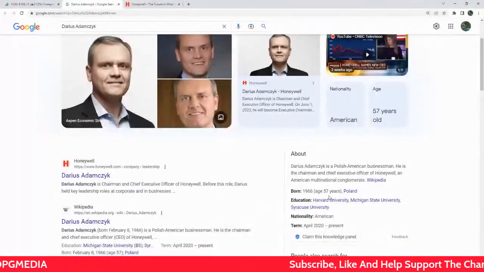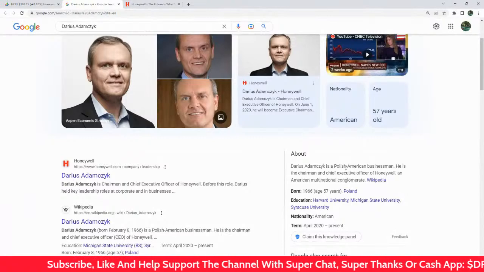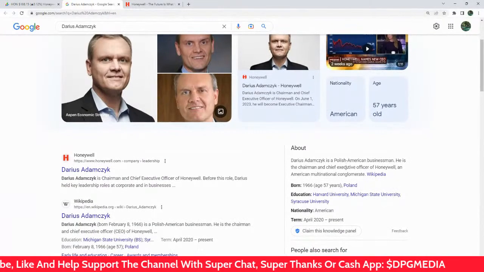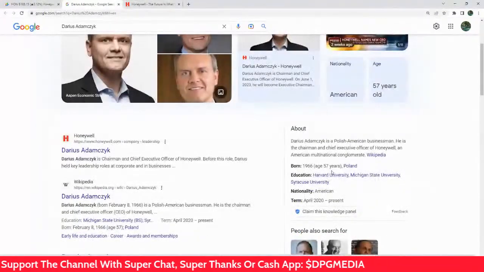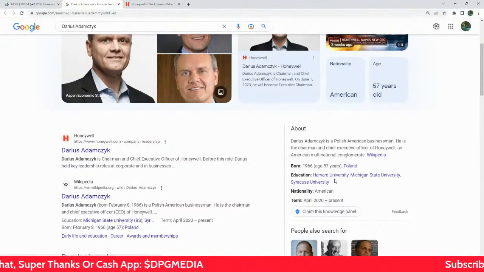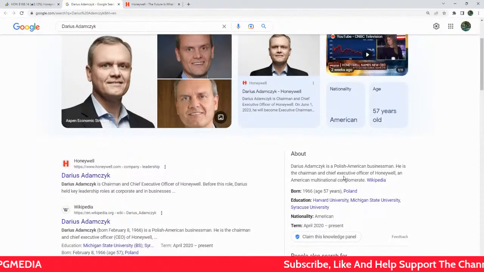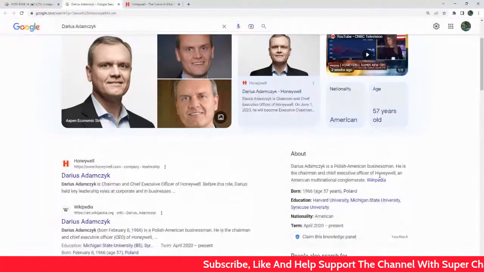And Darius is about 57 years old. He's from Poland, but he's an American citizen now. He's Polish American, and he was educated at Harvard. This is a key indicator that he's probably a good CEO because Harvard is a very good school here in America. Okay, he is the chairman and chief executive officer of Honeywell.